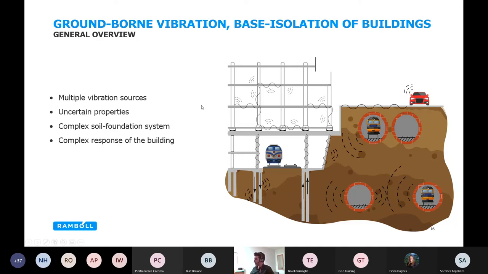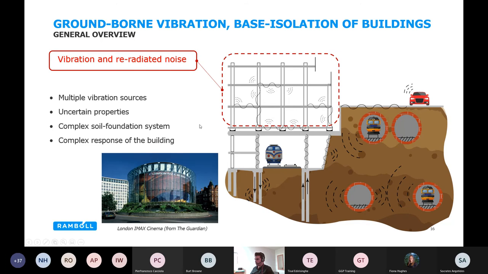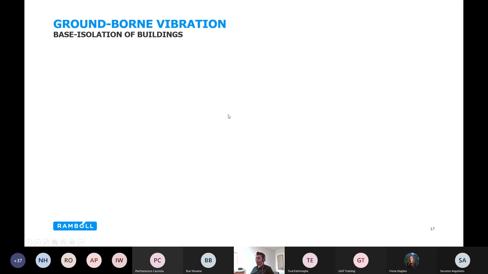There are many examples of base isolated buildings for ground-borne vibration, starting from the 1960s. The Albany Court building, but also the London IMAX cinema at South Bank, London. So my PhD was really, the motivation for my PhD was really to help the design of base isolated buildings.